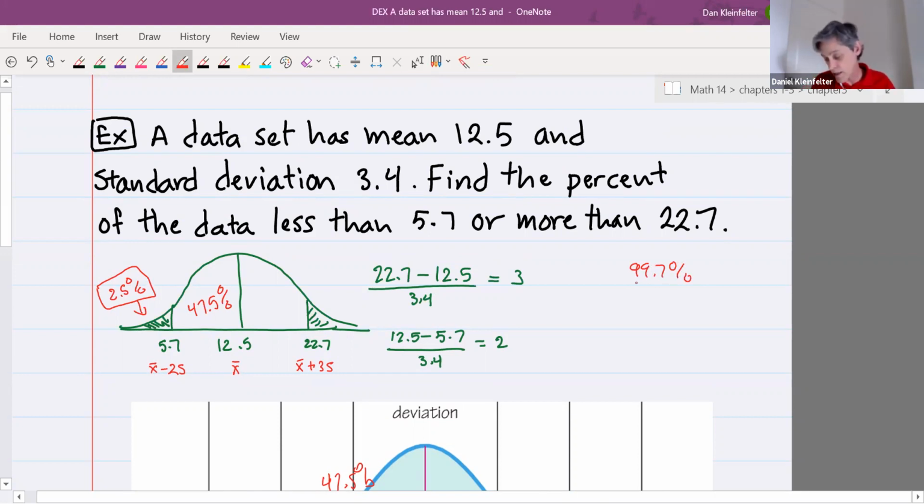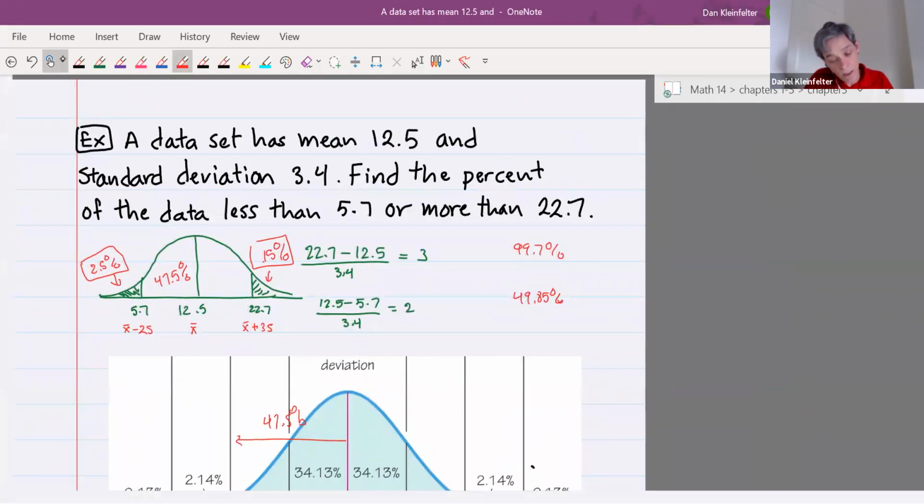So get out your calculator. 99.7 divided by 2 is 49.85. 49.85% of the data is on the right side of the mean. So the rest of it, that remaining 0.15% of the data, has to be in that right tail. Okay, so the total then between those two is going to be 2.65. That's 2.5% plus the 0.15% is 2.65%.